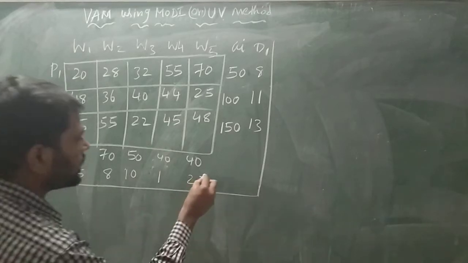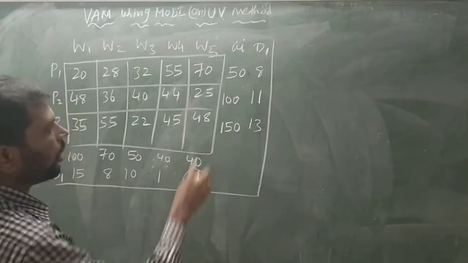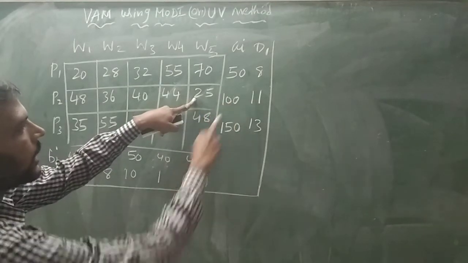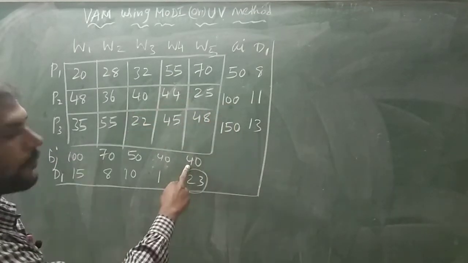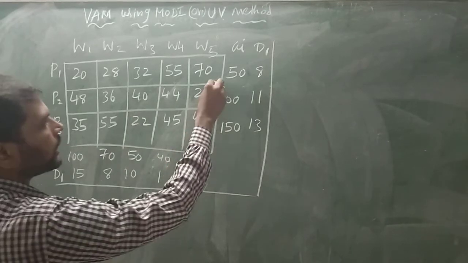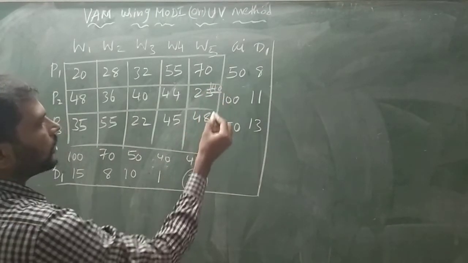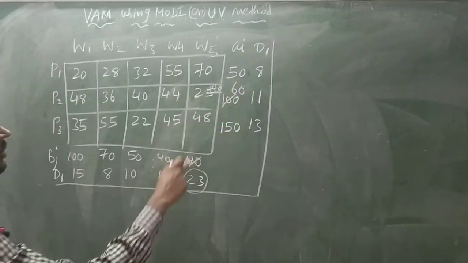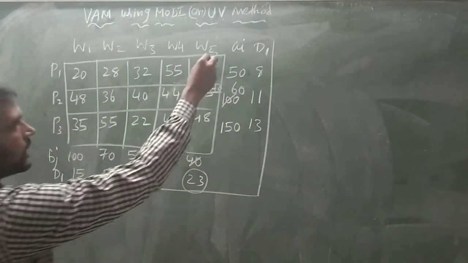23 is the highest value, in the fifth column. In the fifth column, the least value is 25. Comparing Ai and Bj, A is 100, Bj is 40, the least value is 40. I enter 40 here and I subtract this, remaining 60. So in this column, there is no remaining value. I strike out this column.